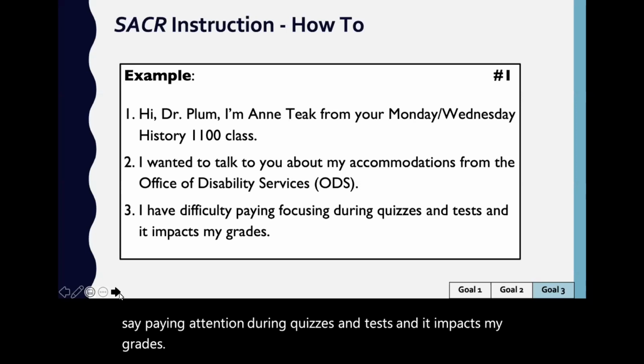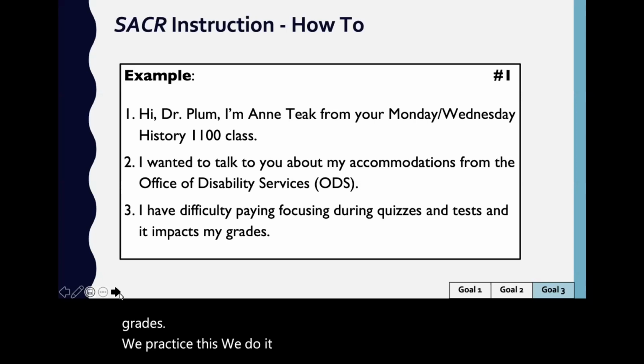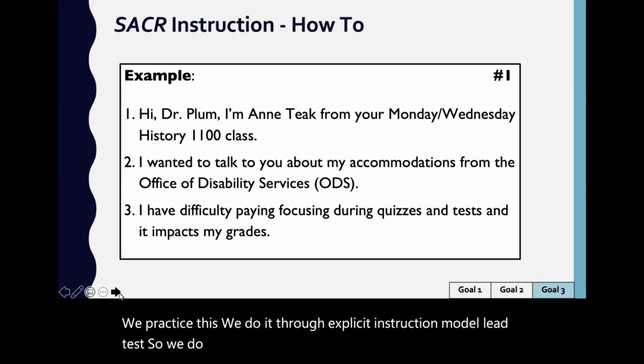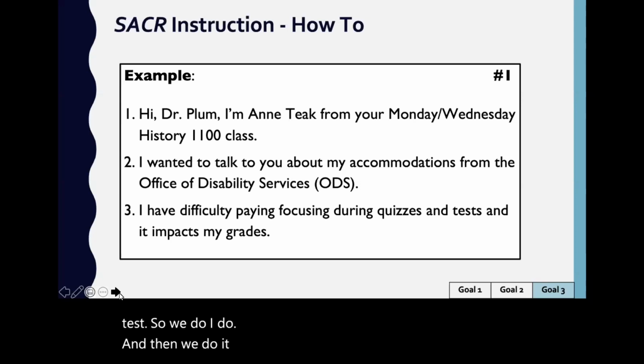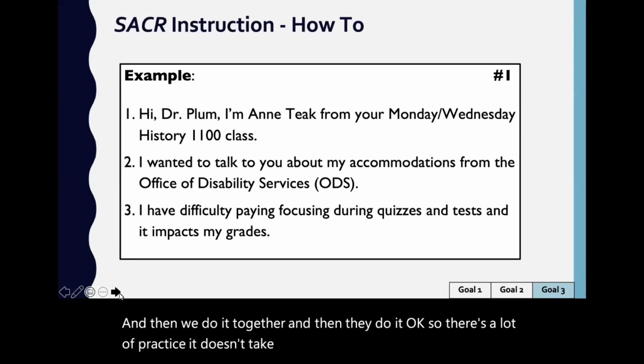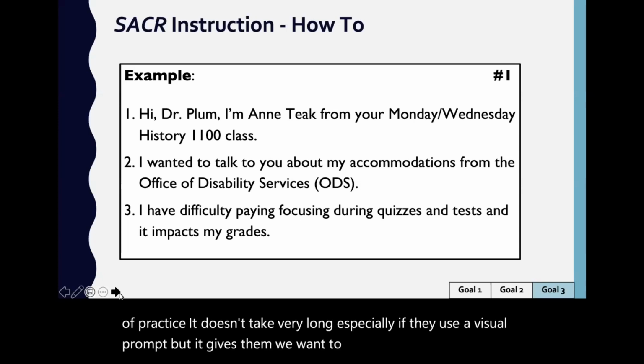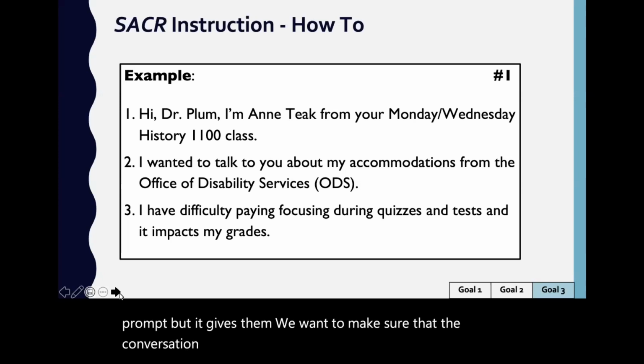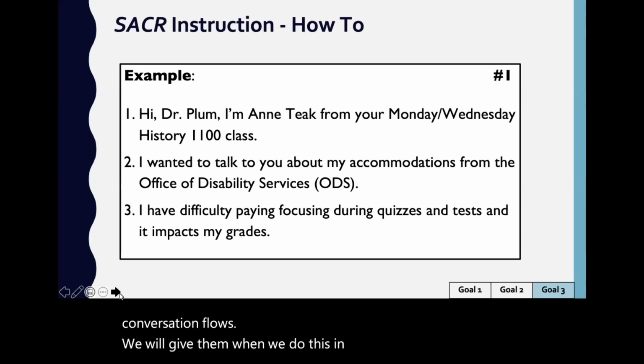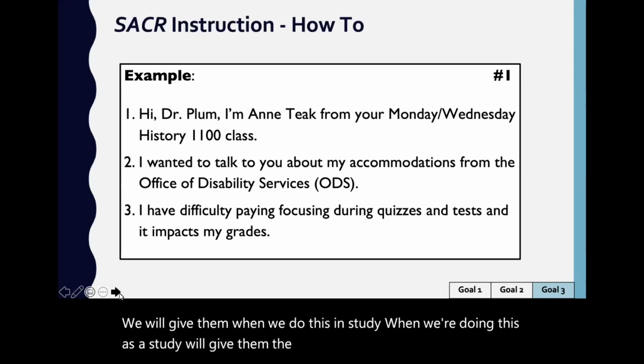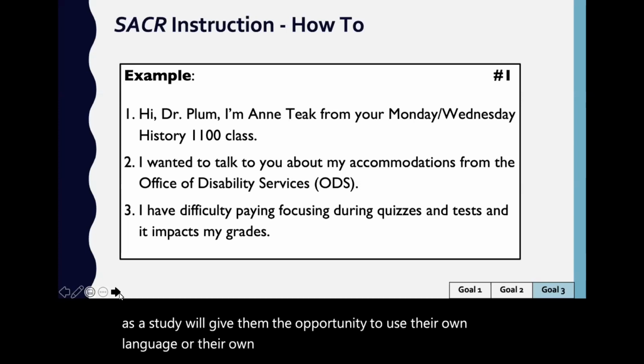We practice this. We do it through explicit instruction: model, lead, test. So we do, I do, and then we do it together, and then they do it, okay? So there's a lot of practice. It doesn't take very long, especially if they use a visual prompt, but we want to make sure that the conversation flows. When we're doing this as a study, we'll give them the opportunity to use their own words to make sure that they're most comfortable so that it sounds the most natural.